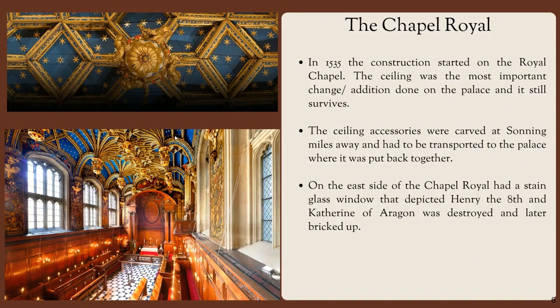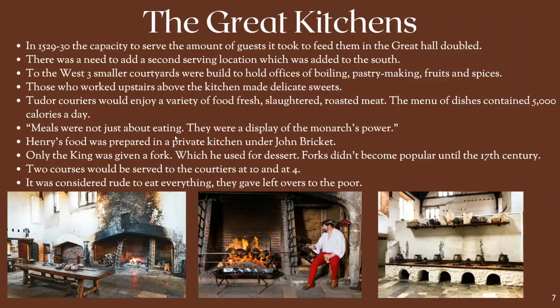The Chapel Royal. In 1535, the construction started on the chapel, and the ceiling was the most important change or addition done on the palace, and it still survives. The ceiling accessories were carved at Shoning, miles away, and had to be transported to the palace, where it was then put together. On the east side of the chapel, there was a stained glass window that depicted Henry VIII and Catherine of Aragon, but it was destroyed and then later bricked up.